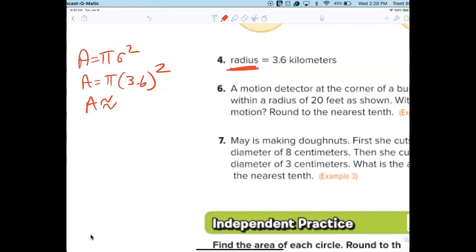Everybody, don't wait for the answer. 40.7. 0.7 what? 72. And then we'll go with kilometers squared. Are we okay with that? Yeah, number 5. Go.